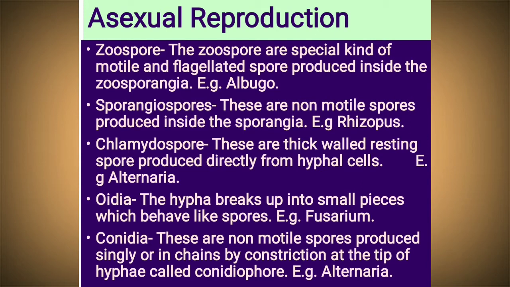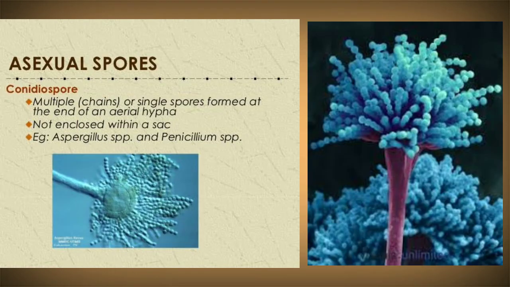Next is the oidia. In oidia, the hyphae break up into small pieces which behave like spores. That means they are parts of the hyphae only, which develop into small pieces, and those become the spores. This is found in a species called Fusarium. And the last one is conidia. Conidia are non-motile spores produced singly or in chain by constriction at the tip of the hyphae called conidiophore.